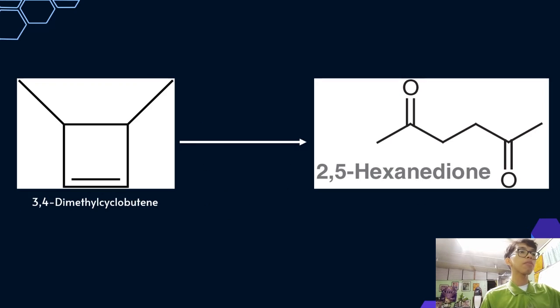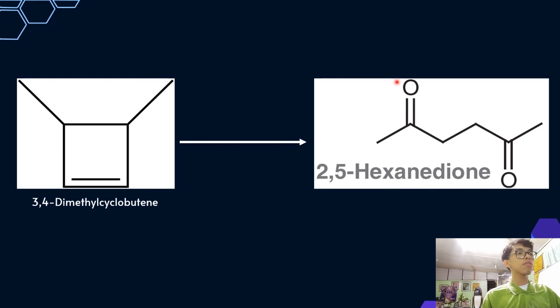3,4-dimethylcyclobutene. So we have here 3,4-dimethylcyclobutene, and we're going to subject that to synthesis so that we can synthesize 2,5-hexanedione. So, by observation, one may use retrosynthesis to go from this atom here, 2,5-hexanedione, to give us back 3,4-dimethylcyclobutene. Now 3,4-dimethylcyclobutene has an alkene, and 2,5-hexanedione has two double bonded oxygens.